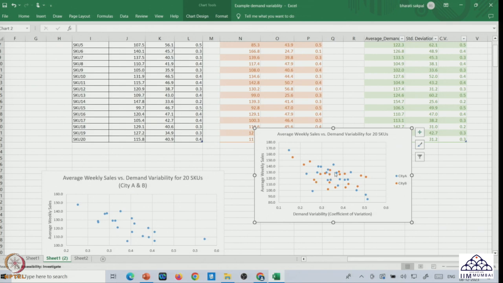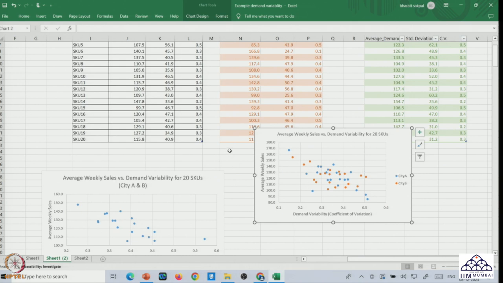Now this is a very interesting concept, and we can also see that it is not necessary that the product which is sold in city A will have the same combination of COV versus weekly sales just like in city B also. So it is not necessary that the product is getting consumed at both the places in a similar pattern. This is quite clearly visible, but yes, they are quite nearby as well. They have almost similar patterns in both the cities, which helps us in understanding their demand variability.